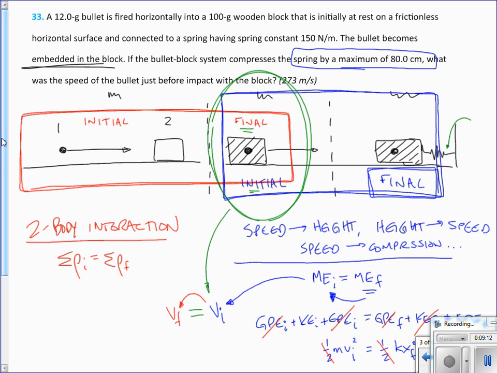Kx squared: 150 times 0.8 squared divided by the total mass. Again, it has to be in kilograms, so 0.112.